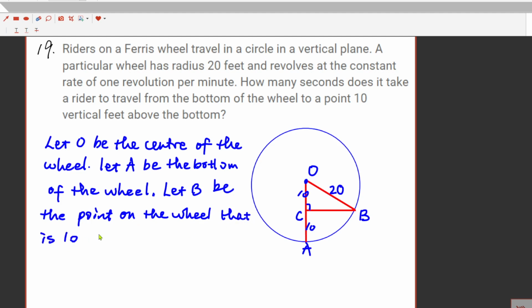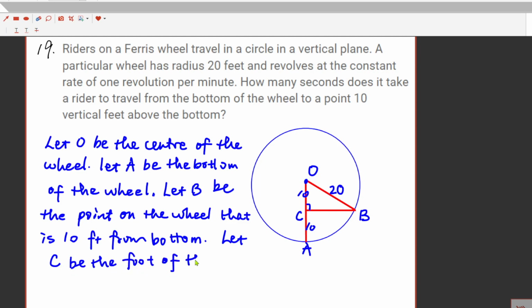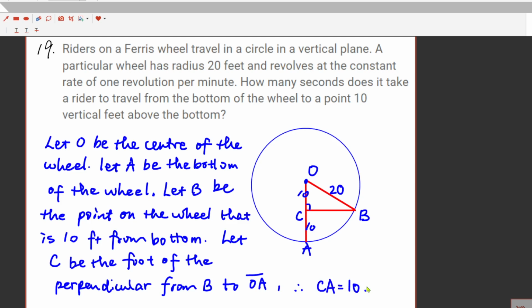that is 10 feet from the bottom. Then let point C be the foot of the perpendicular from B to OA. Therefore, we know CA must equal 10. Of course, the unit is feet.